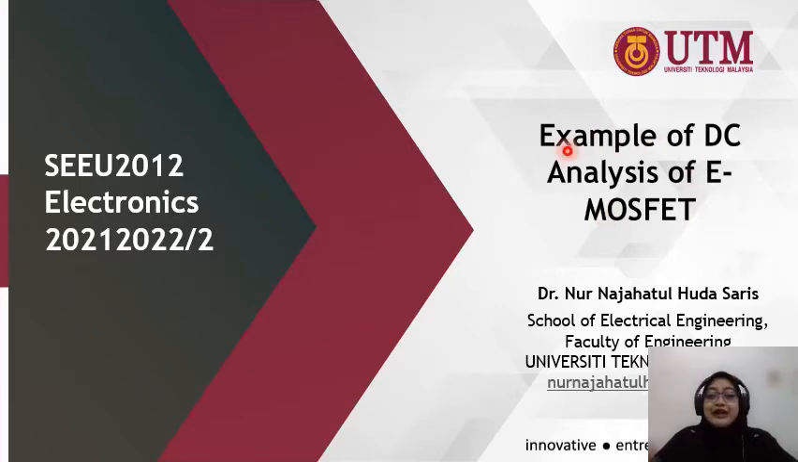So today I would like to do some discussion and explanation on the example of the DC analysis of the E-MOSFET. When we talk about the E-MOSFET, it is very important for you to know that in order to analyze the E-MOSFET circuit, there are two types of analysis. The first one is the DC analysis, the direct current analysis, and the second one is the alternating current analysis. So today, let's take a look at the example of the DC analysis of the E-MOSFET.